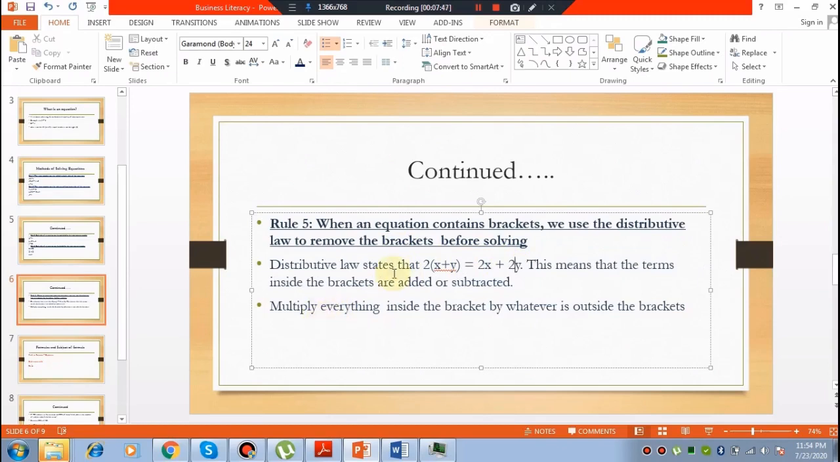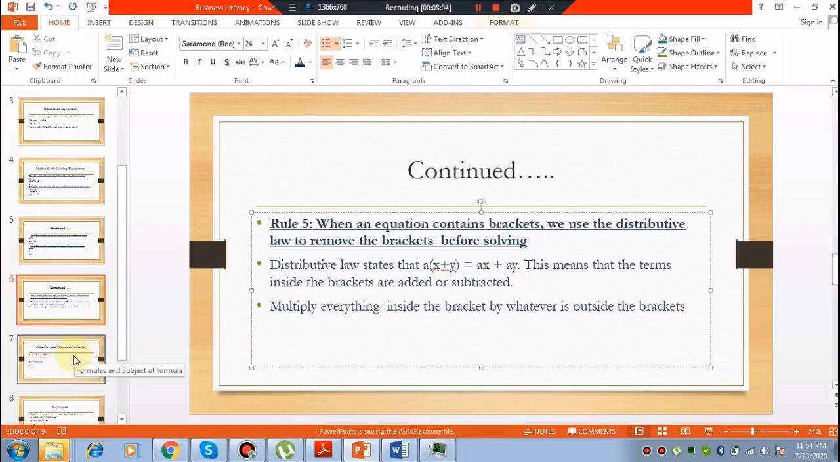We can even change this to a letter and make it a. So that will be ax plus ay. Simple and straightforward, guys. There are no complications whatsoever.